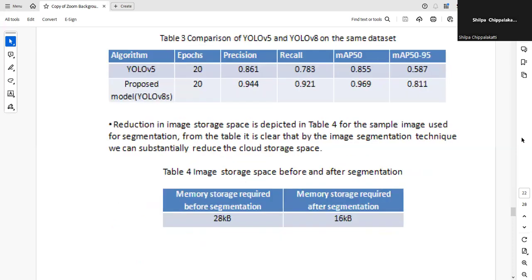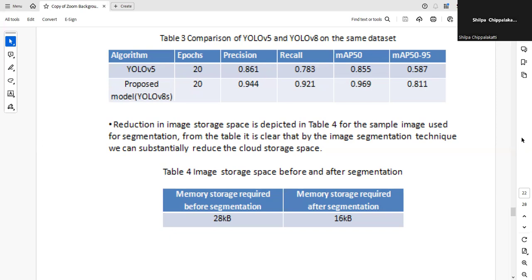So we have compared the YOLO V5 model and the YOLO V8 model for the same data set and the same parameters. Table 3 shows the comparison of the YOLO V5 model and the YOLO V8 model for the same data set which we have used, and for the same epochs also, 20 epochs only. By the table, it is clearly noted that the proposed YOLO V8S model is giving better results compared to the YOLO V5 model.